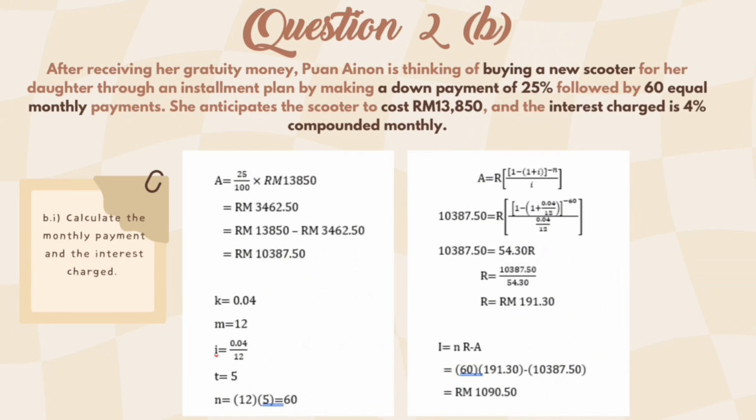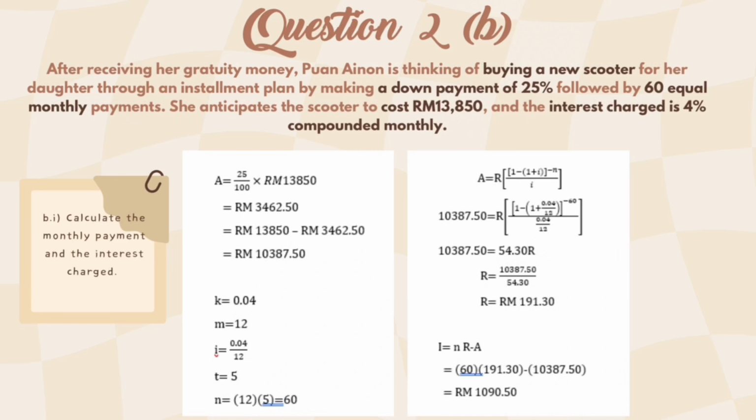So for question B1, first we need to identify the information given. K equals to 0.04, M equals to 12 since it is compounded monthly. I is K over M, which is 0.04 divided by 12. T is 5, and the last one, N equals to MT, which is 12 times 5.